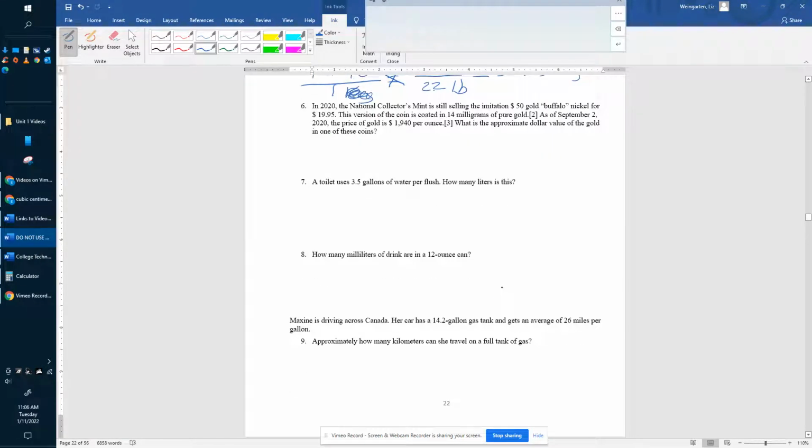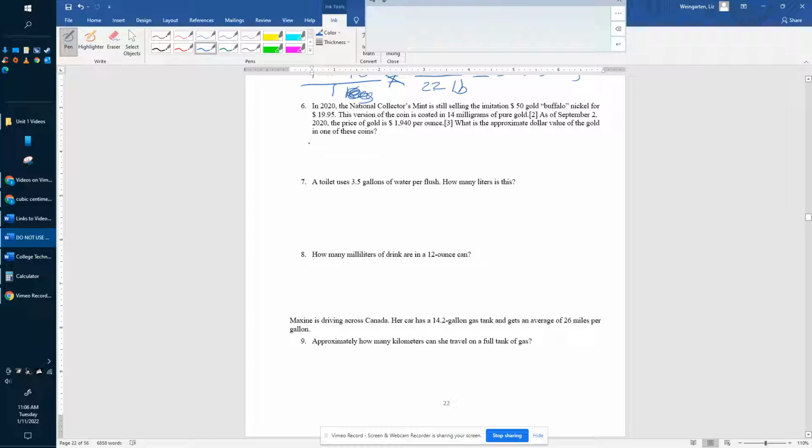National Collector's Mint is selling a limited edition imitation $50 Buffalo nickel for $19.95. This version of the coin is coated in 14 milligrams of pure gold. As of September 2nd, 2020, gold is $1,940 per ounce. What is the approximate dollar value of gold in one of these coins? So we are going to have to convert milligrams to ounces and then ounces to dollars.